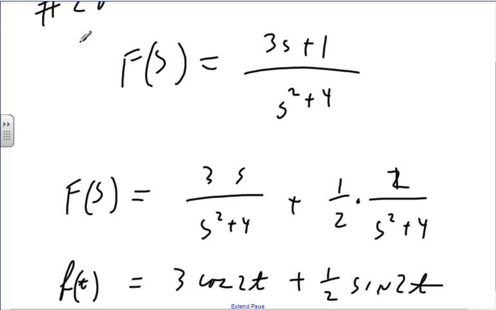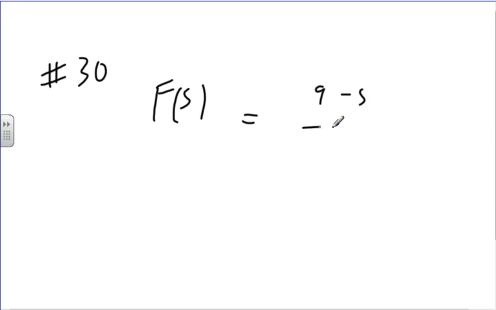We'll do 30. Number 30. F of s. 9 minus s, 9 plus s. 9 plus s, 4 minus s squared.